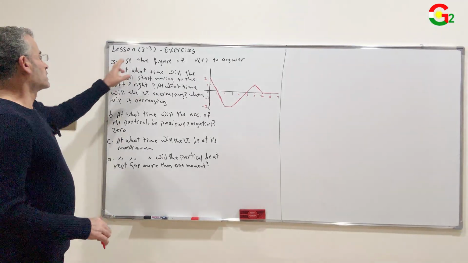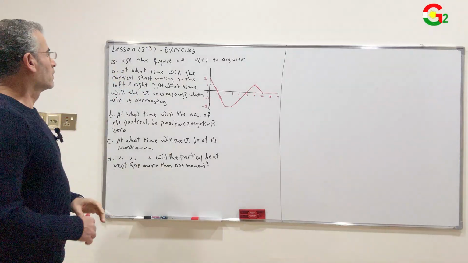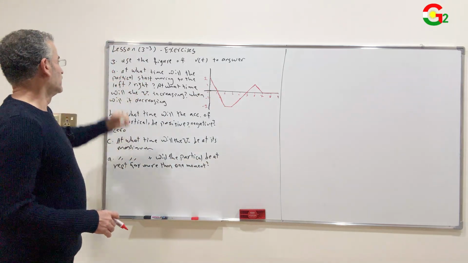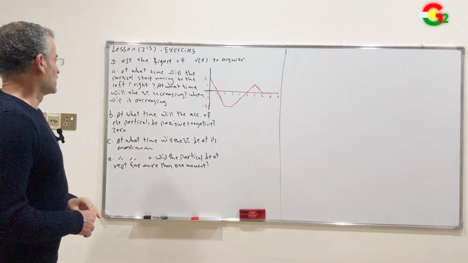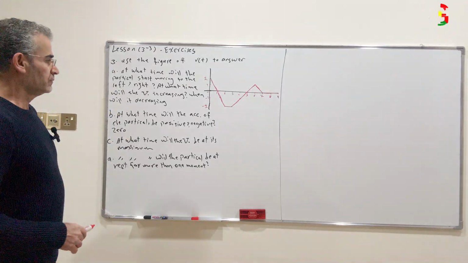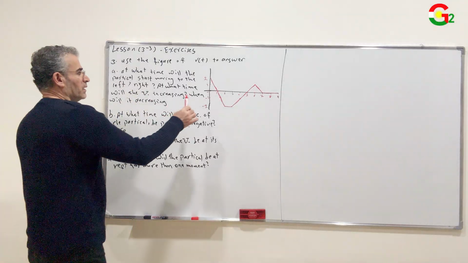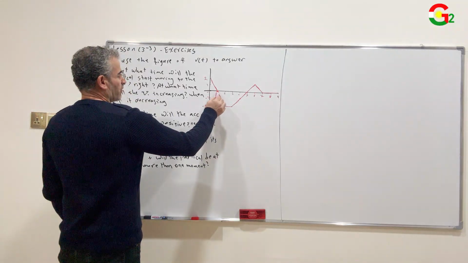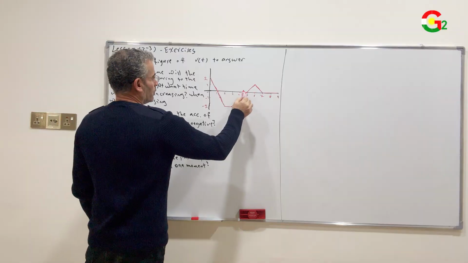Example or exercise number 3. Use the figure of the velocity on the right to answer this question. A. At what time will the particle start moving to the left? The particle moves to the left when it is under the x-axis, in the interval 1 to 5.